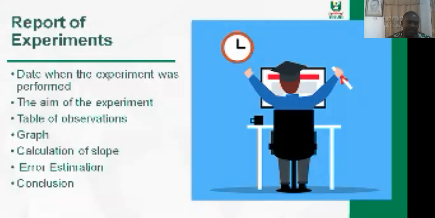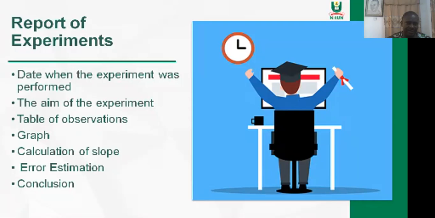And then you look at it and then find the error estimation, either error in the graph or error in some other instruments and so on. Of course, definitely an experiment, particularly in practical physics, there's bound to be an error or errors in the system. And then what is your findings? Does it meet up with the aim of the experiment? What is your conclusion in doing that experiment?